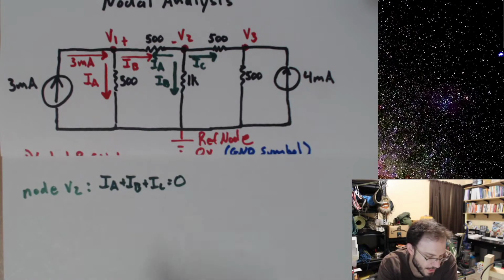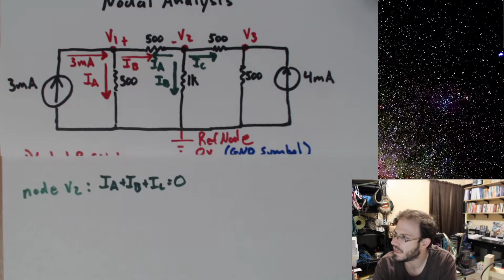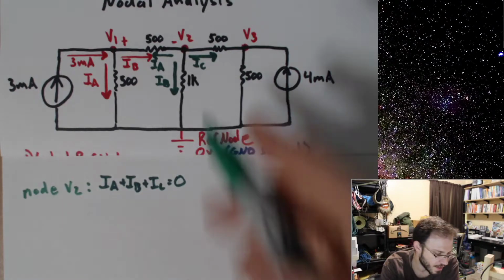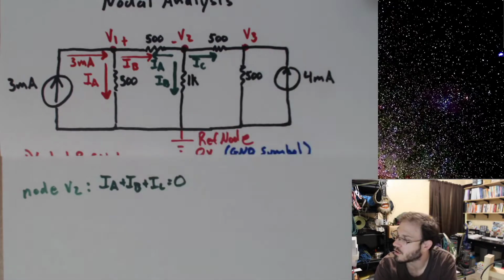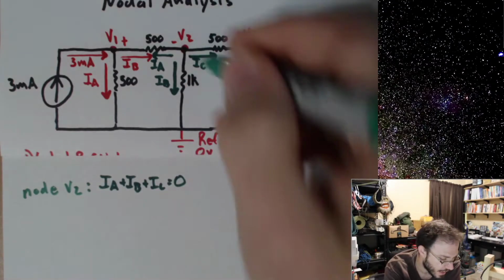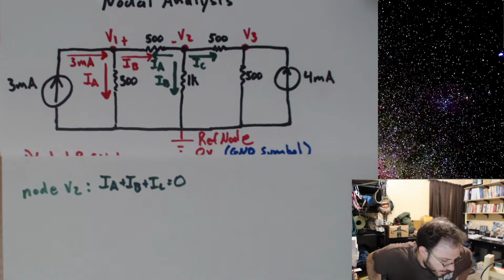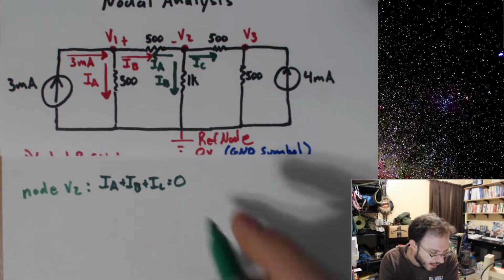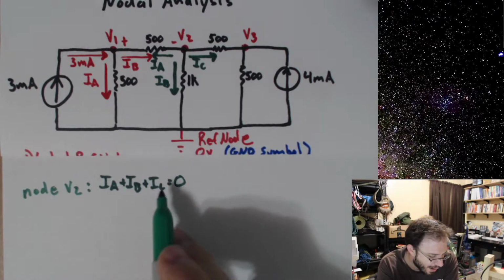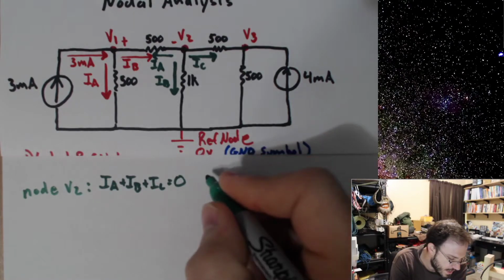Another way of thinking about this KCL equation is conservation of charge. I don't have any new electrons being introduced to this node, and I have no electrons that are just leaving except through these paths. So this equation is completely valid. Let's go ahead and write out what each one of these currents is.